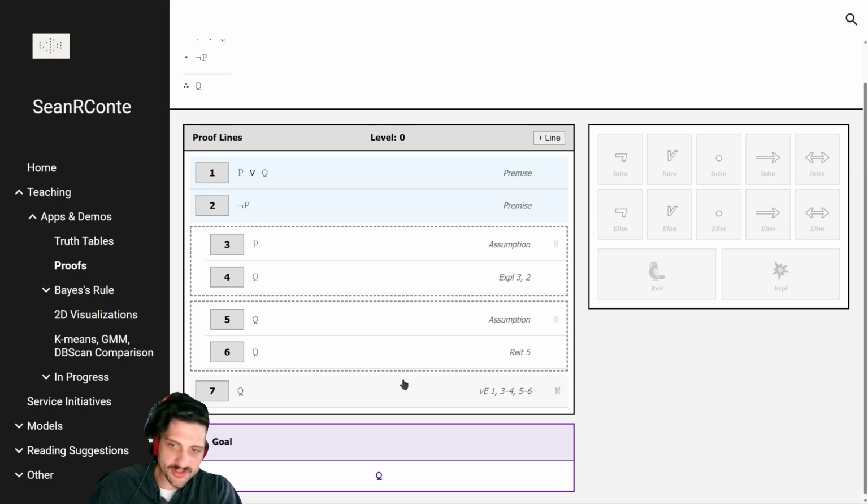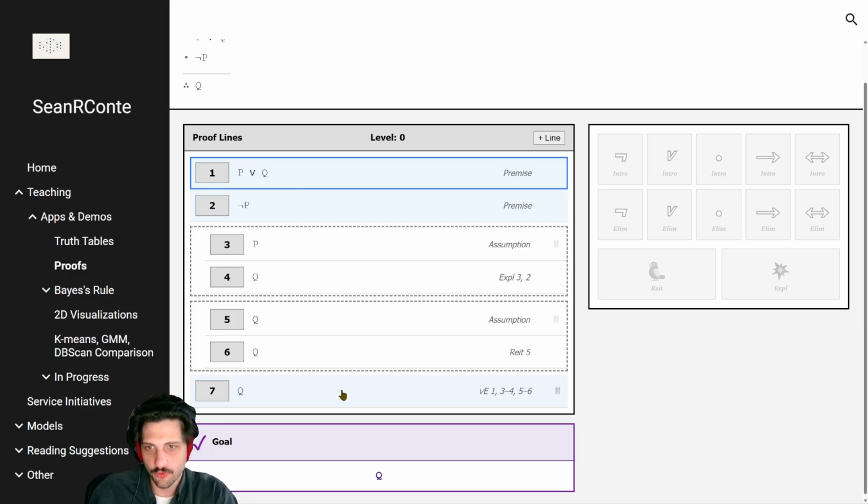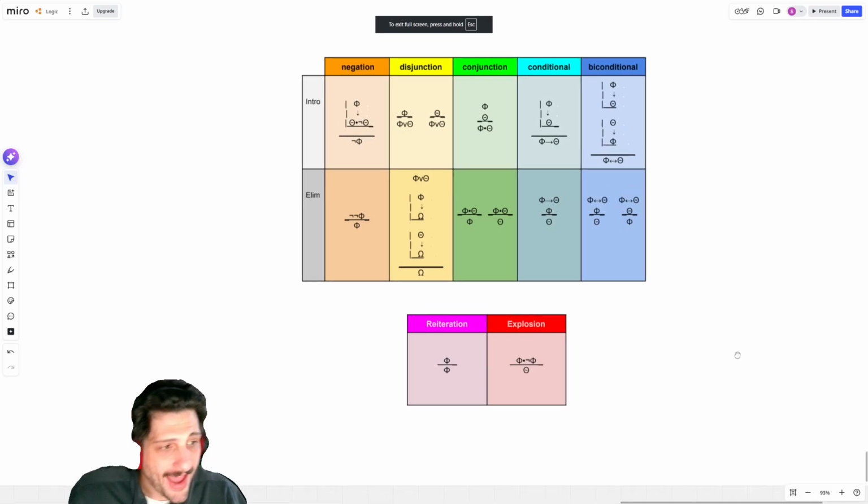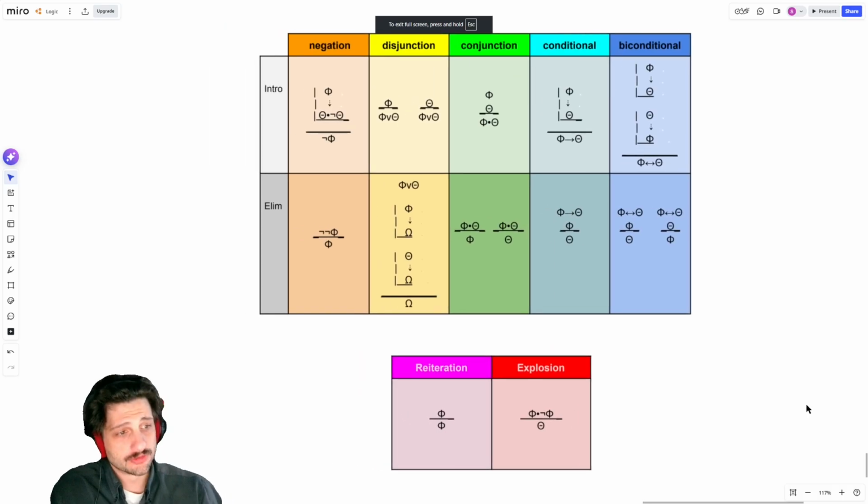Most of the time you're going to use reit or explosion, it's going to be within some sort of proof by cases, within some sort of OR elimination. That's not necessarily always the case, but it's a good rule of thumb just to have in your head that's oftentimes where they're going to be coming up. And with that, that is all of our rules.